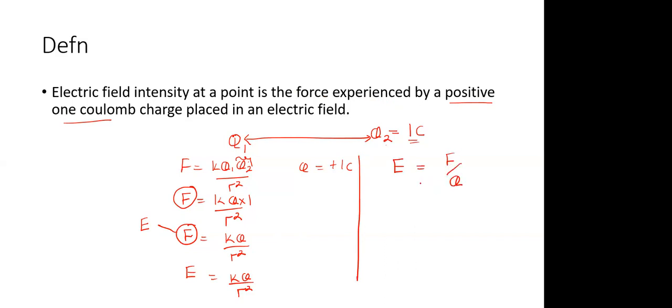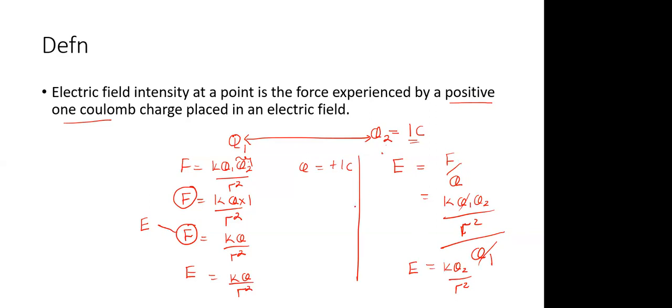divided by charge. We know very well that our force is given by K, charge Q1, charge Q2 over R squared, divided by the charge. So in case this charge is charge 1, then they'll cancel out and we still remain with Q2 over R squared as our electric field intensity. So electric field intensity means force per unit charge.